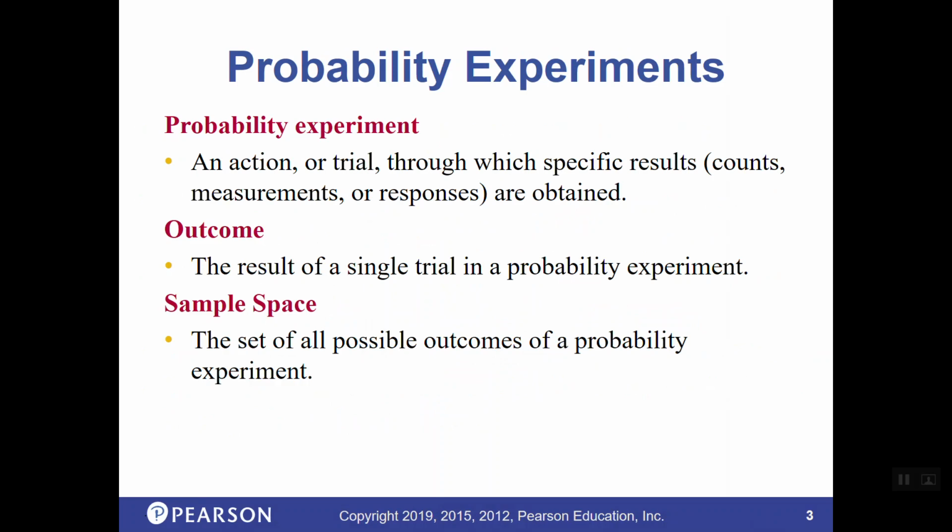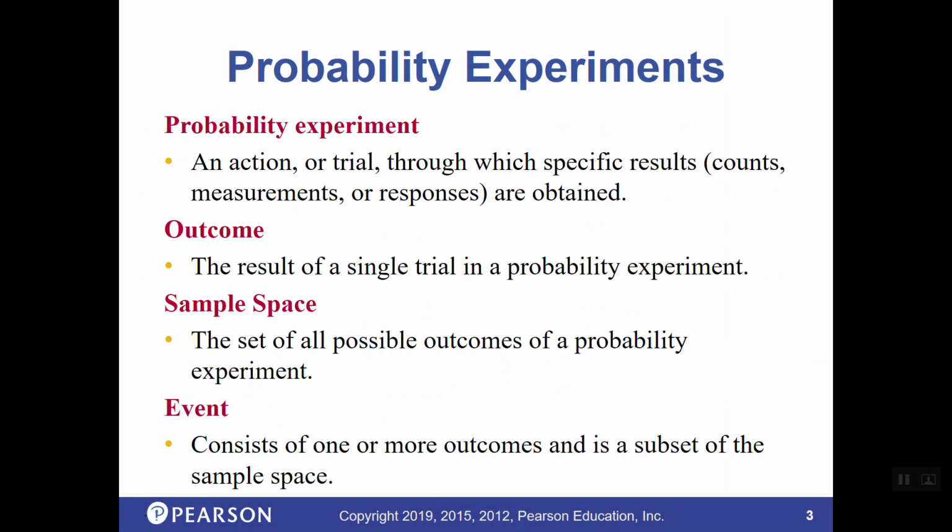Sample space is the set of all the possible outcomes of a probability experiment. An event consists of one or more outcomes, and it is a subset of a sample space. This will make more sense as we work with examples.